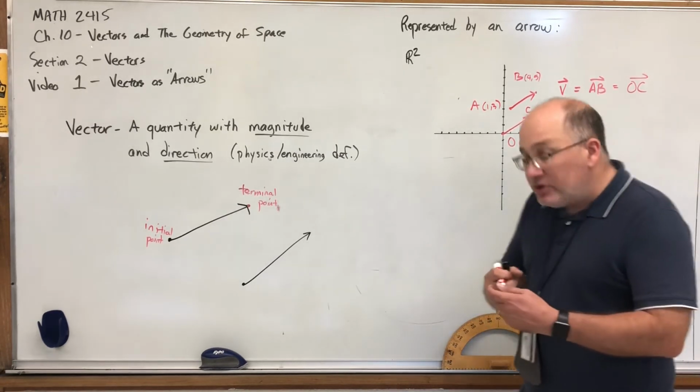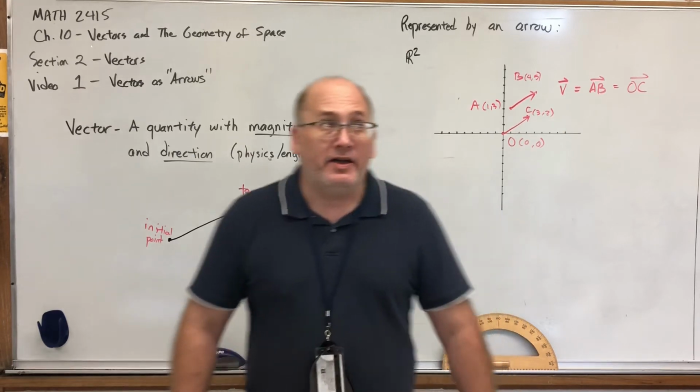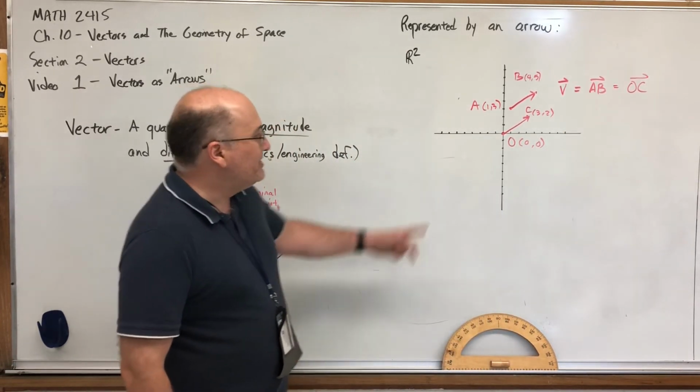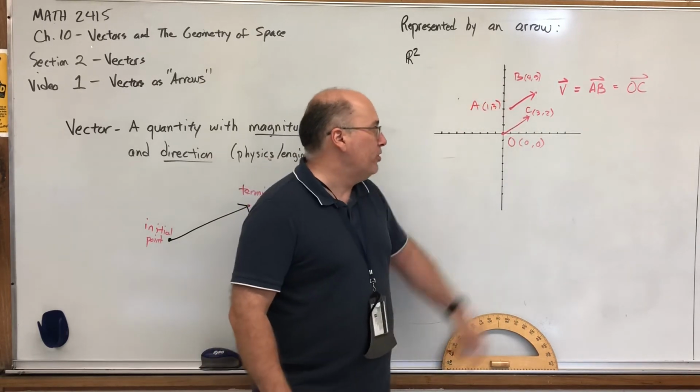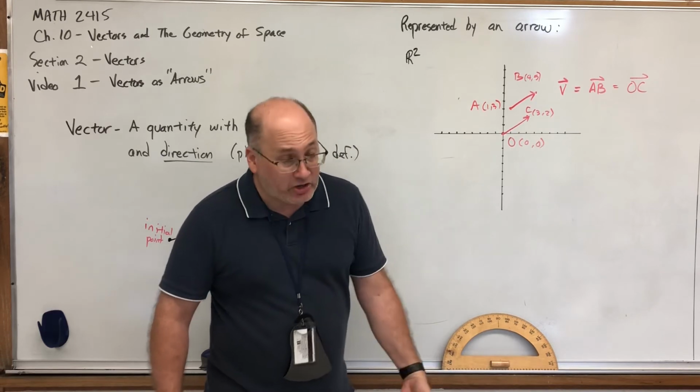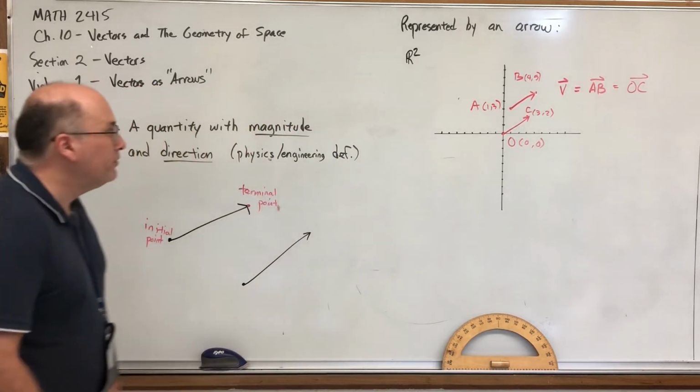A vector is not uniquely determined by an initial point and a terminal point. There can be different initial points and different terminal points to define a vector, but as long as the magnitude and the direction are the same, they are the same vector.